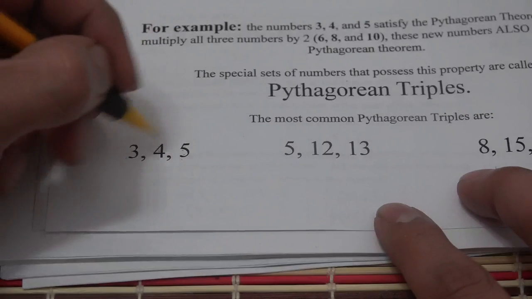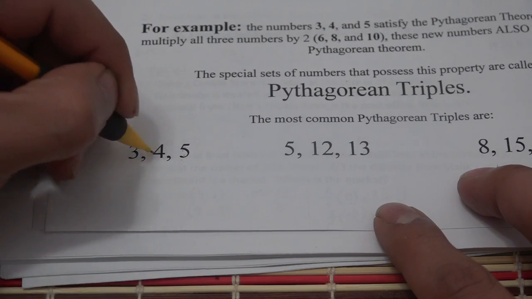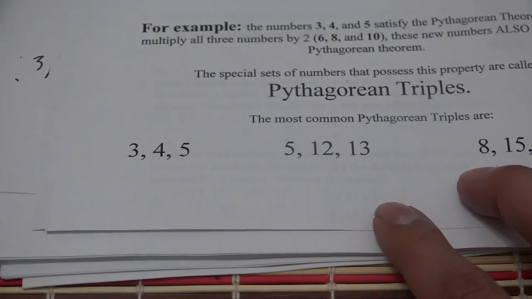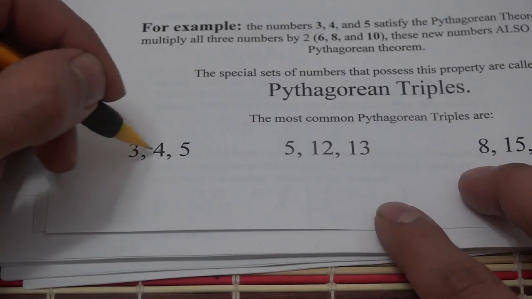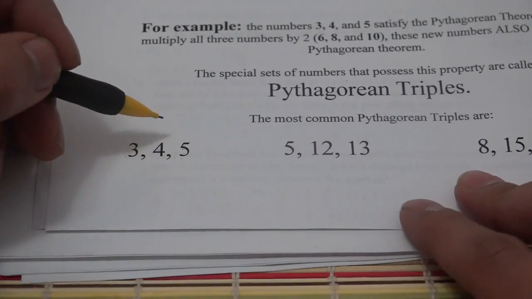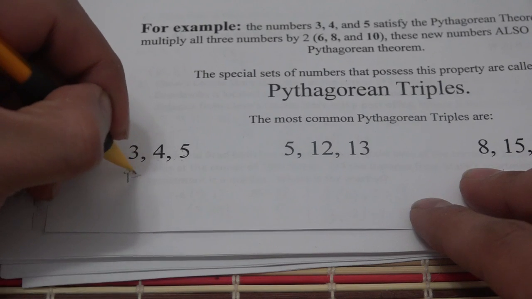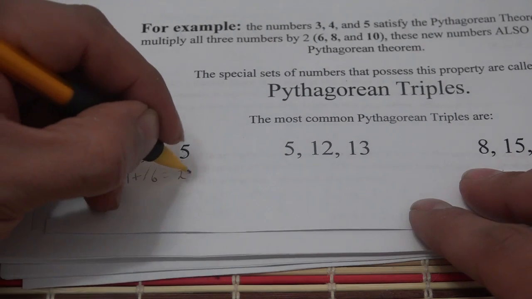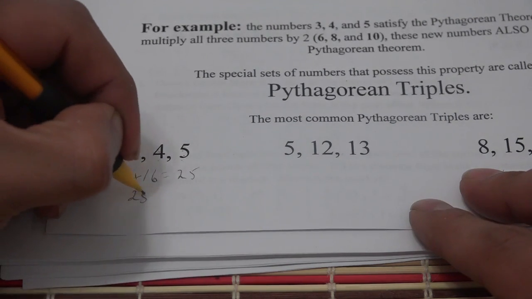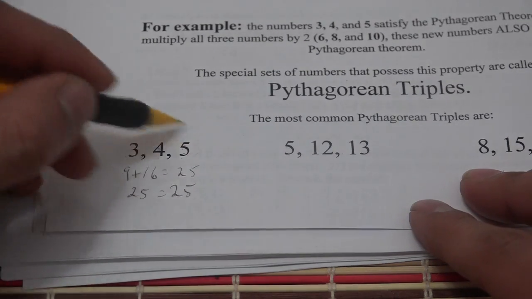So, let's see if it's true. 3 squared is 9. 4 squared is 16. 9 plus 16 is 25. Well, 5 squared is 25. So basically, 9 plus 16 equals 25. Therefore, it checks. So this is a right triangle.